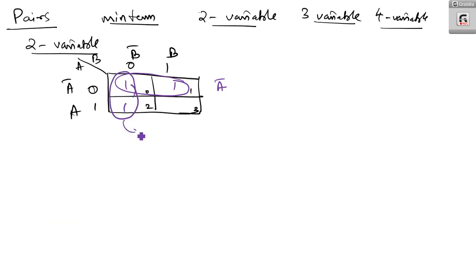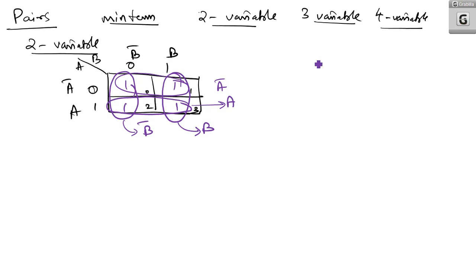So what do you get? You will get B bar. Whereas if you are getting one here, if these two are paired, then you will get B. Again, if these two are paired, then you will get A. Now, if all four can be paired, you will get a single value in the case of two variable K-map. The same thing applies to the three variable as well as four variable K-map.